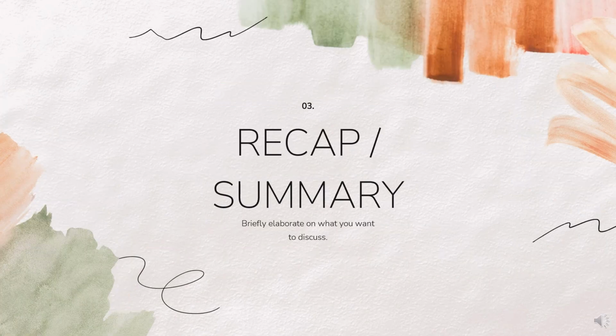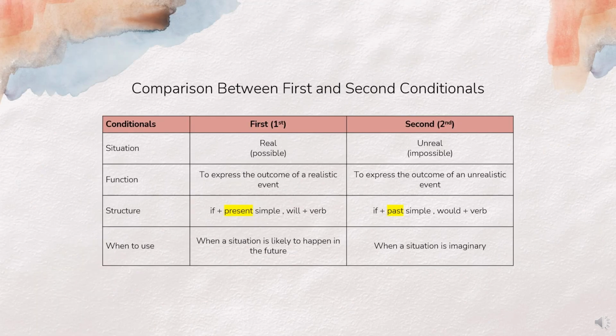And lastly, in the third part, we have a recap where we summarize the topic. Right here is a comparison table of the 2 conditionals. From here, we can see the difference between first conditionals and second conditionals. First of all, they're different in terms of situation, where the first conditional is real, meaning possible to happen, and the second conditional is unreal, meaning the situation is impossible.